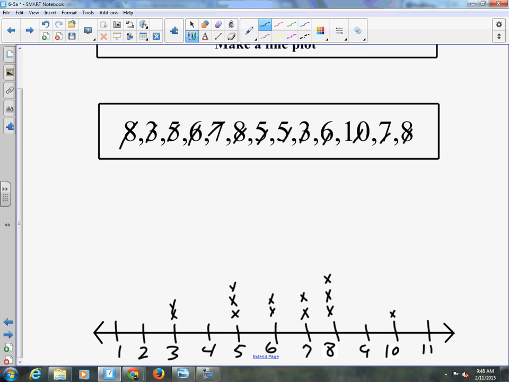I noticed on quizzes and stuff before, you guys have done this where you've gone 1, 2, 3, and then all of a sudden jump to 5, and then to 12, or whatever, just to make your stuff fit. Don't do that. You need to keep your same interval the whole time. All right?